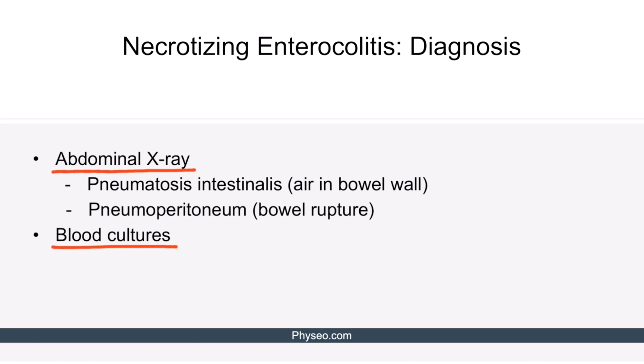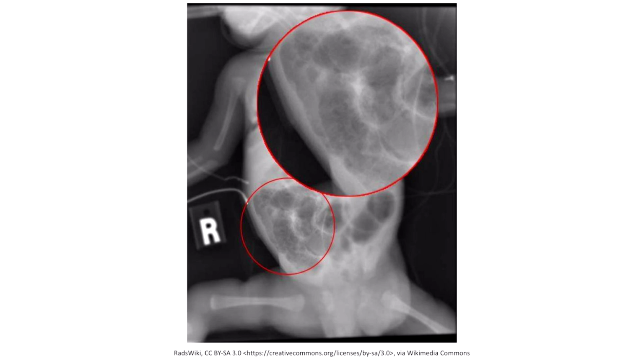Blood culture should be obtained to screen for sepsis. This is an abdominal X-ray of an infant with necrotizing enterocolitis. Please note the lucent circular areas in the gut wall representing accumulated gas. This is pneumatosis intestinalis. Pneumatosis intestinalis is the hallmark finding for necrotizing enterocolitis.